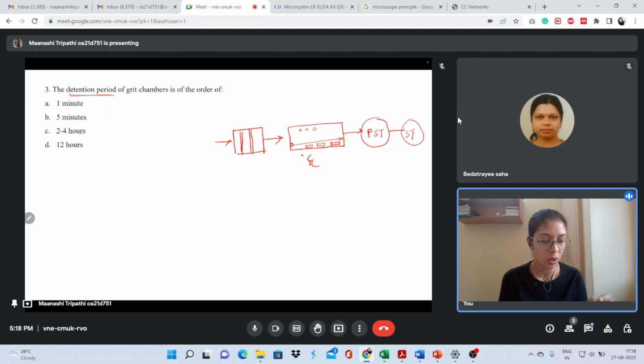Okay, so timing will be very less. If we provide more timing, these organic particles will also settle. We don't want that. Okay, we want only inorganic particles to settle. So timing is very less. So what can be the timing?